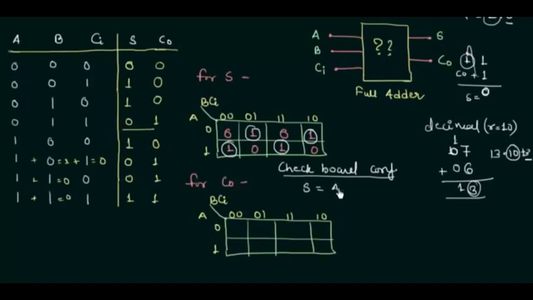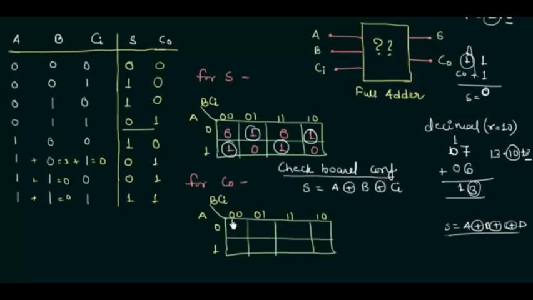The sum is equal to A XOR B XOR Ci. So you have to remember one thing about the checkerboard configuration: whenever it appears, the output is equal to the XOR combination of all the inputs. For example, if we were having 4 inputs A, B, C, D, then the output S, which is any function, is equal to A XOR B XOR C XOR D. So you just have to take the XOR operation of the given inputs in case of checkerboard configuration.